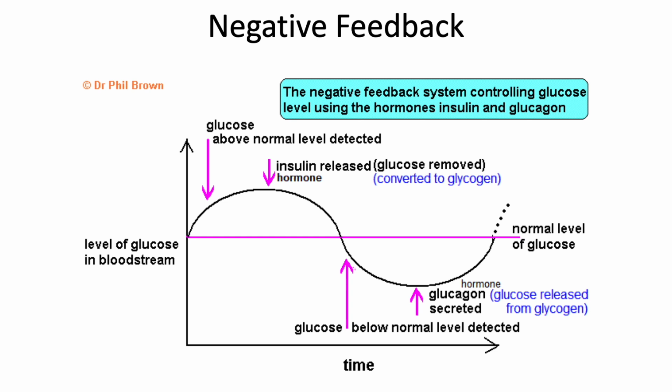Another favorite textbook example is body temperature. When you're cold, you're going to shiver, and you'll get vasoconstriction of vessels on the surface of the body. When you're warm, you get vasodilation, and you start sweating. These are opposing responses to maintain body temperature.